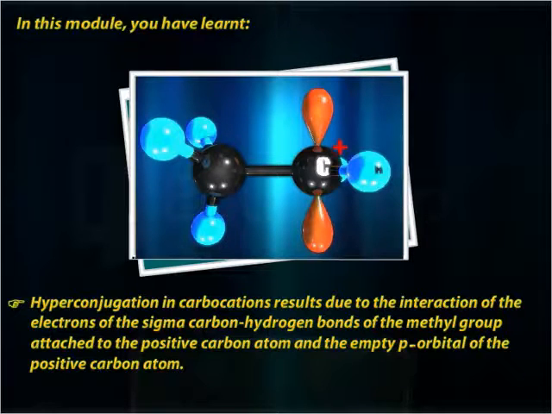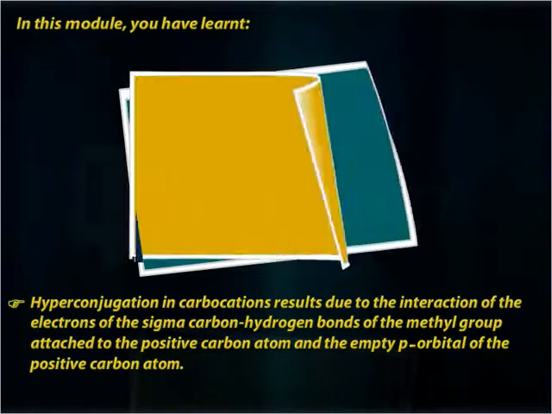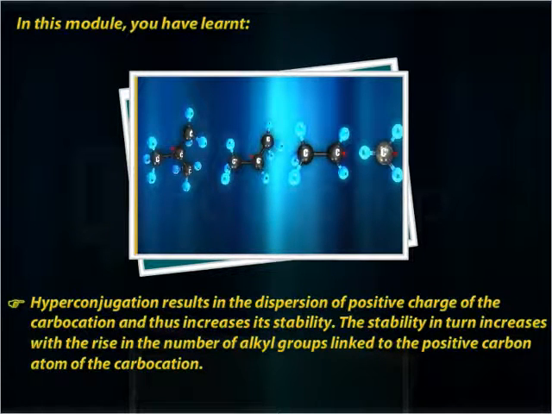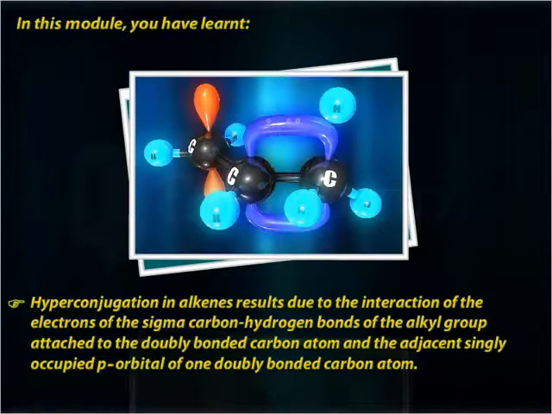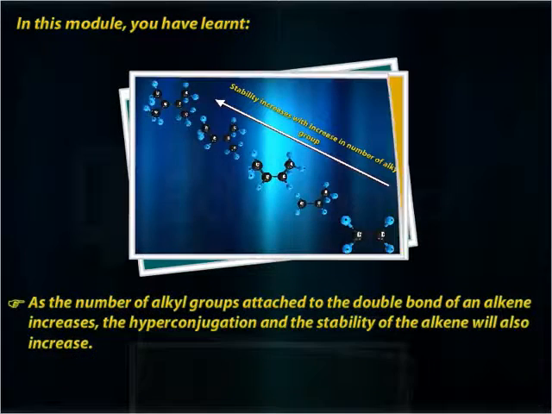Hyperconjugation in carbocations results due to the interaction of the electrons of the sigma carbon-hydrogen bonds of the methyl group attached to the positive carbon atom and the empty p orbital of the positive carbon atom. Hyperconjugation results in the dispersion of positive charge of the carbocation and thus increases its stability. The stability in turn increases with the rise in the number of alkyl groups linked to the positive carbon atom of the carbocation. Hyperconjugation in alkenes results due to the interaction of the electrons of the sigma carbon-hydrogen bonds of the alkyl group attached to the doubly bonded carbon atom and the adjacent singly occupied p orbital of one doubly bonded carbon atom. As the number of alkyl groups attached to the double bond of an alkene increases, the hyperconjugation and the stability of the alkene will also increase.